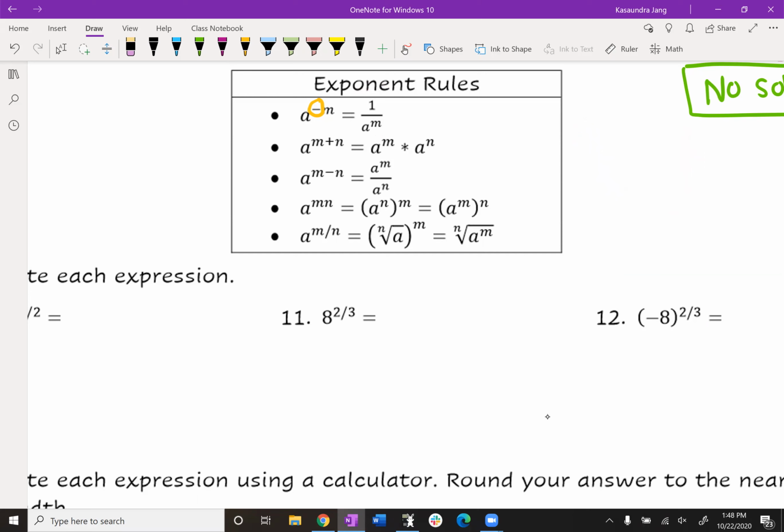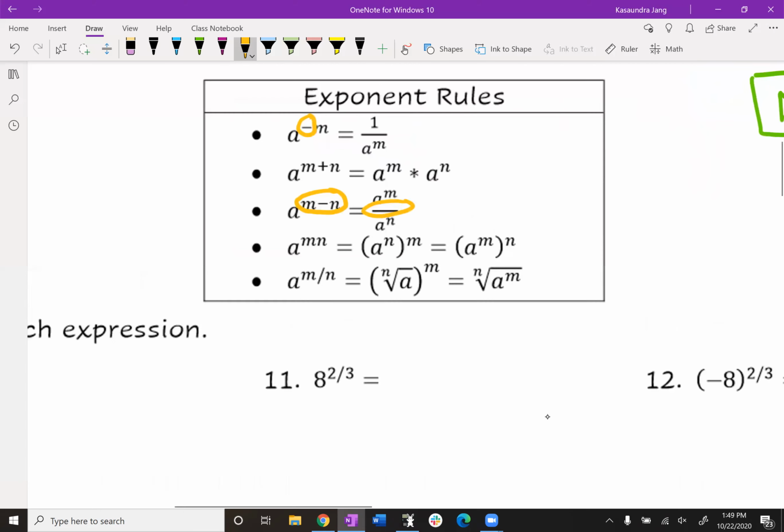All right, and then we're going to look at if you are adding your exponents. You can break it into 2 pieces, and you multiply a to the m times a to the n. You multiply those 2 pieces together. Now, the exact opposite, if I have exponents subtracted, I don't multiply, but I divide those separate terms. Now, I do want to clarify.